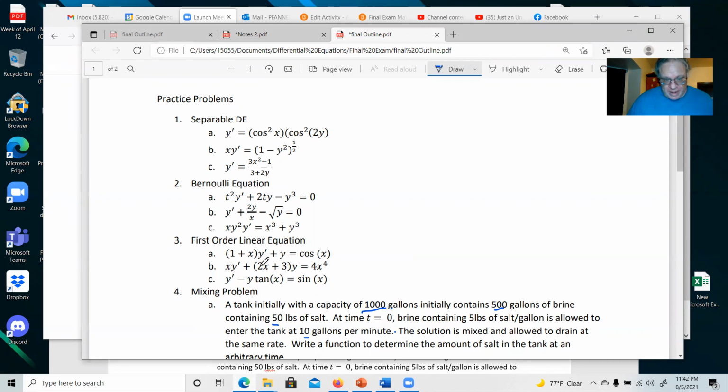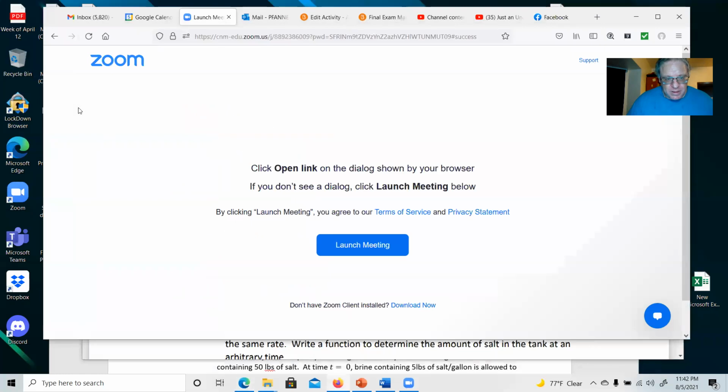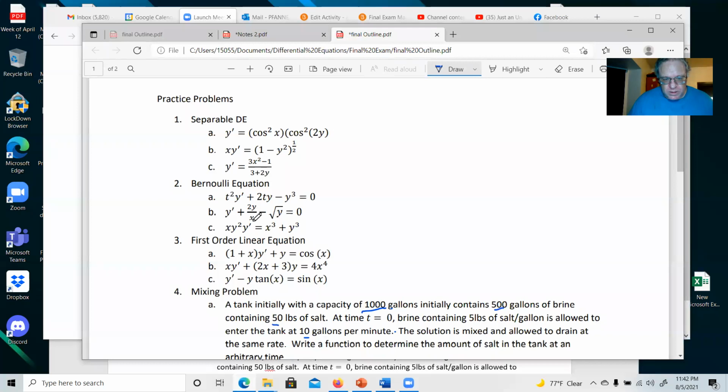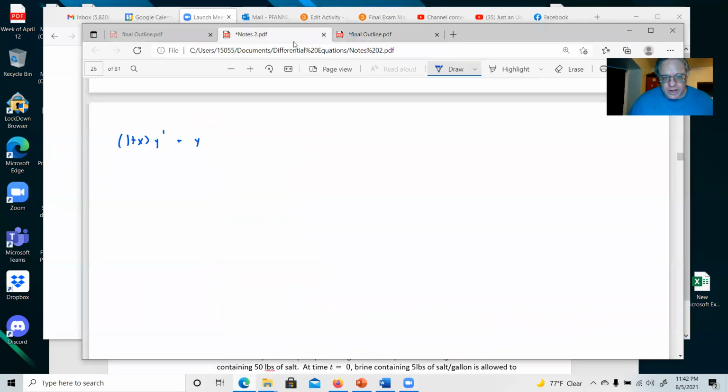All right, so what do we have here? We have 1 plus x, y prime. There should be a y prime here, plus y, equal to cosine x. Okay, so I know this is going to seem like a kind of a redundant step here, but our first step is always to clean off the y prime term.